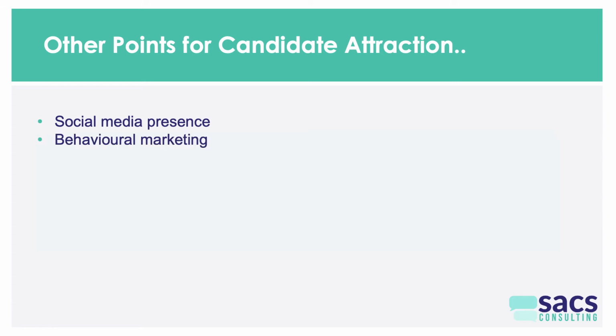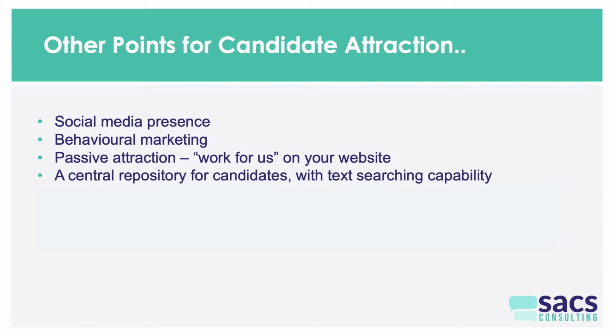I mentioned behavioural marketing. Passive attraction. Have a work for us section on your website and use an applicant tracking system of some sort as a central repository for candidates. Many of our clients talk to me about applicant tracking systems and they think they're these great big complicated things. Applicant tracking has never been easier. I mean, we use a thing called Zoho Recruit, which is just an ASP, an application service provider option. Really easy to access, doesn't take a great deal of setup, and if you use a basic form, you can have it running in an hour.